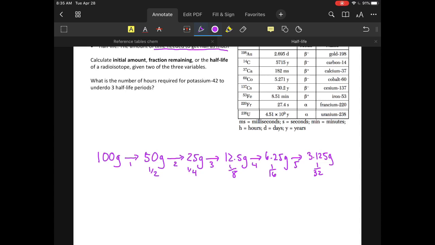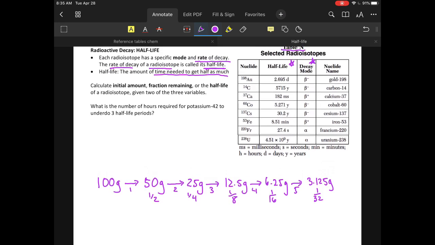Okay, so how much time does it take for one half-life, for the radioisotope to decay by half? Well, the rate is different for different isotopes. So if we look at carbon-14, one half-life takes 5,715 years. But for calcium-37, it's 182 milliseconds. And for uranium-238, it's 4.51 billion years. So that's crazy.